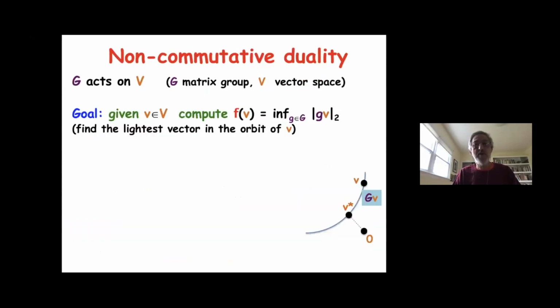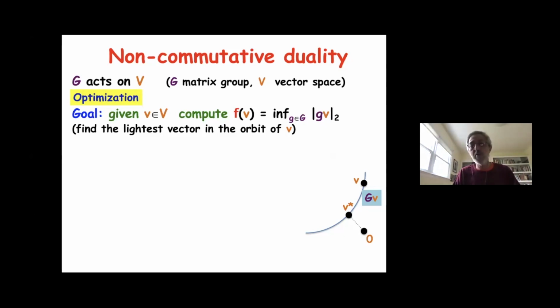Okay, so here's the setup. We have, again, G acting on a vector space. And we are given a vector v, and we want to compute the following optimization problem. F of v is simply the infimum of the norm of gv in the orbit. Okay, so you have a picture there. We are given v. You see the whole orbit, and we are looking to find the lightest vector that we can in the orbit.